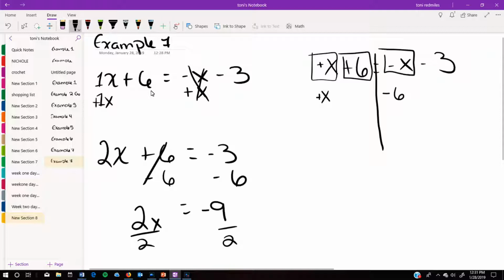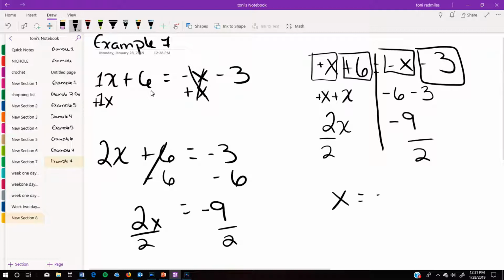Right over here I have a negative x and a negative 3. The x has to come to this side. When it comes over, it changes its sign to a positive x. This 3 is going to stay right where it is, so it doesn't change its sign, and it's just a negative 3. So x plus x is 2x, and negative 6 minus 3 is a negative 9. See, we're already down to this step. Okay, to get multiplication away from the x, I have to divide both sides.